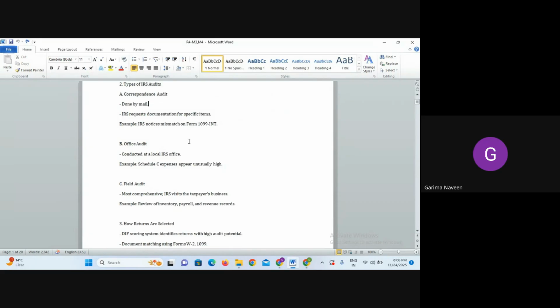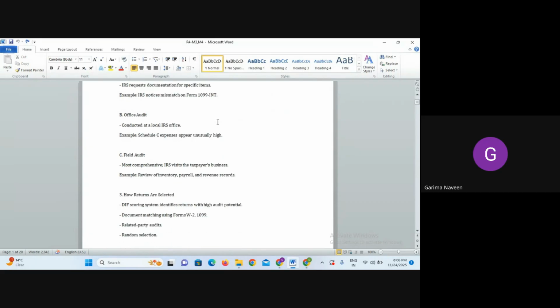Next is the office audit. An office audit is basically conducted by an IRS revenue agent either in the IRS office or by correspondence. So these are conducted at the local IRS office. For example, Schedule C expenses may appear unusually high in your tax return. So this is called the office audit. These are generally used for individual returns with few or no items of business income.